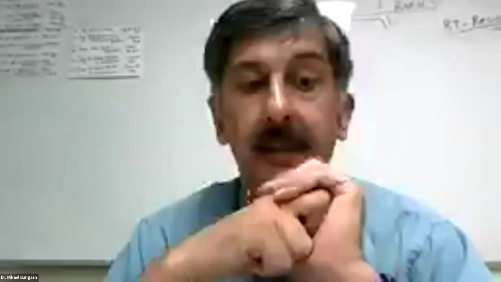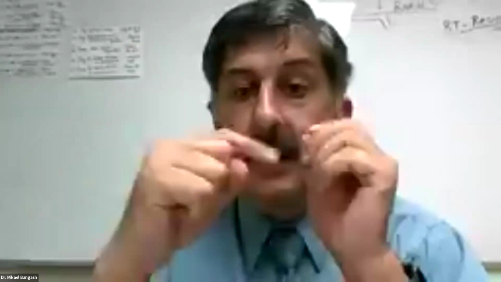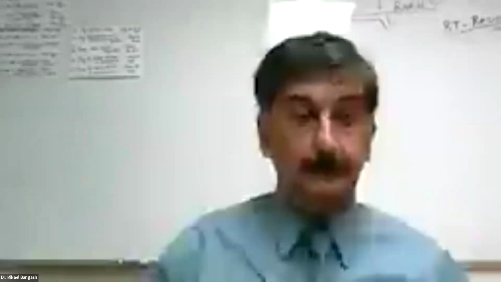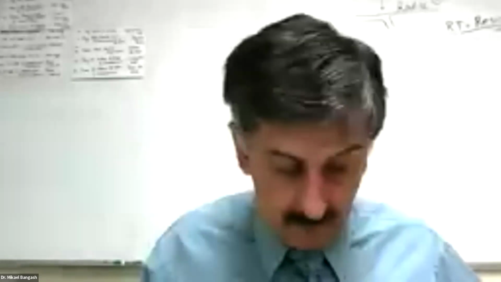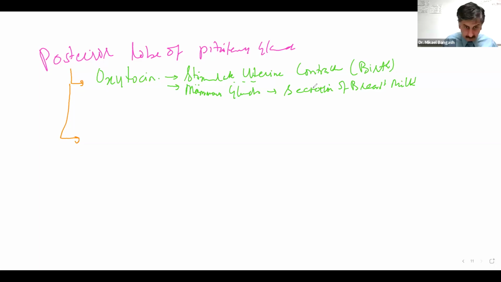Please, guys, keep in mind that I said secretion of milk, not production of milk. Production of milk happens under the influence of another hormone, which is going to be from the anterior lobe of the pituitary gland.